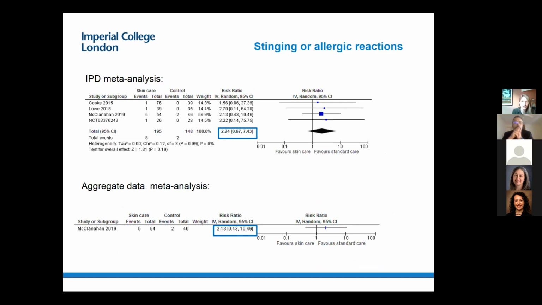Now, on stinging or allergic reactions, as shown in the bottom figure, only 1 study with 100 participants had aggregate data, and this gave a relative risk of 2.13 with a confidence interval of 0.43 to 10.46, so a wide confidence interval here. IPD was available from 4 studies with 343 participants, and this gave a pooled relative risk of 2.24 with a confidence interval of 0.67 to 7.43. So this result was similar, but we've got a slight increase of precision using the IPD with a slightly narrower confidence interval, but it's still a wide confidence interval, as you can see by the size of the diamond here.